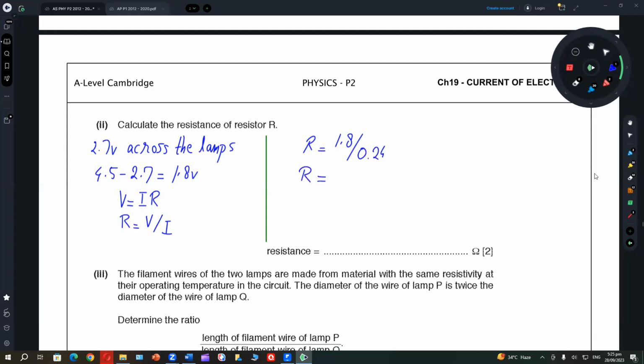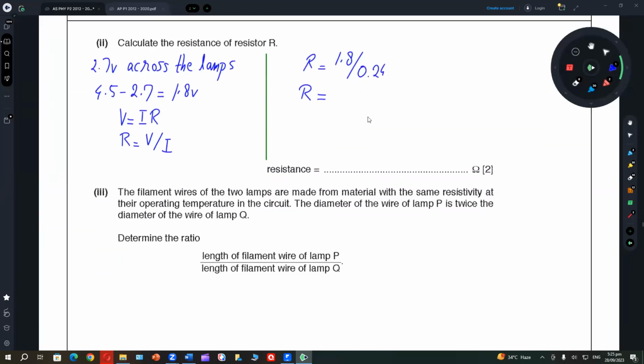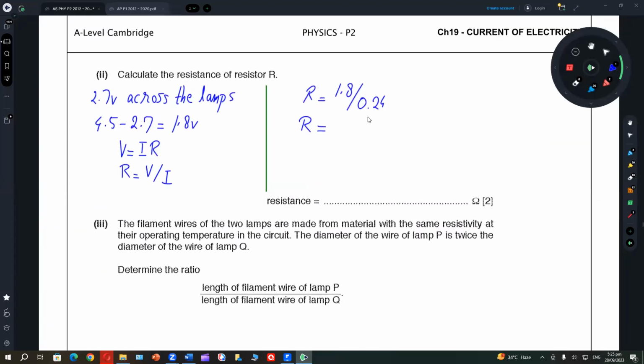This is the thing we need to find. We can find the resistance using this equation. So let me know once you get the value of R. I got 27.5. Are you saying 27.5? No, 7.5. Okay.